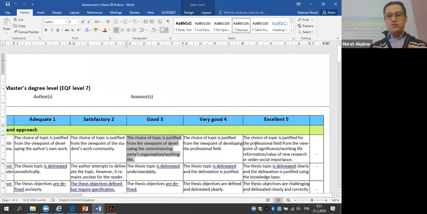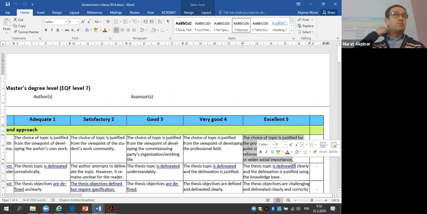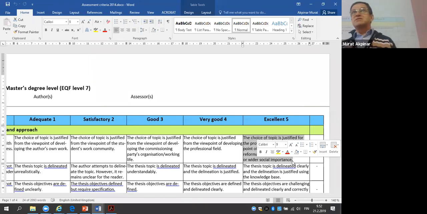To get the grade of 5, the choice is justified from the viewpoint of working life, reformation, or value of new research, or wider social importance. Now, don't think about what the relevance is for the company, think about what the relevance is for the society.